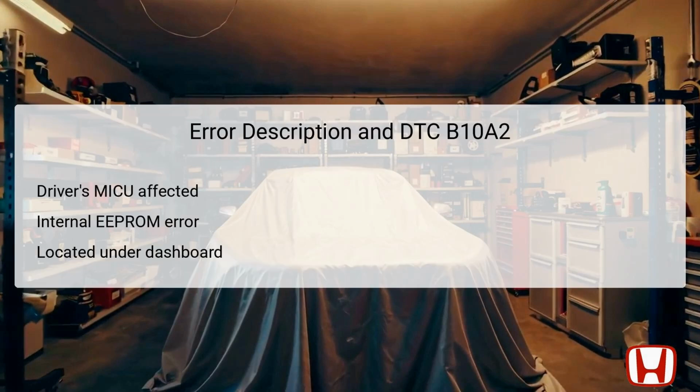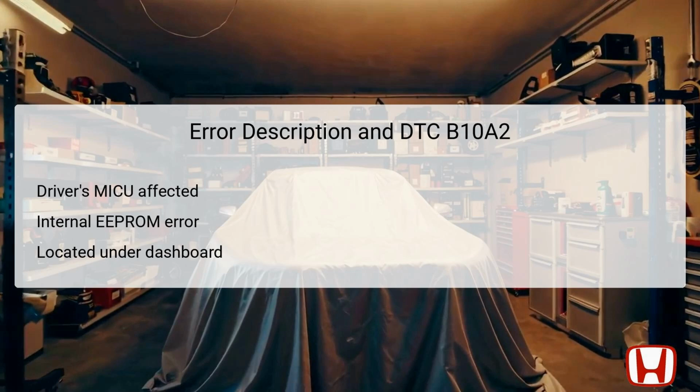DTC B10A2 indicates a malfunction in the driver's Microcomputer Integrated Control Unit, MICU, which houses the internal EEPROM. This component is responsible for maintaining critical configurations and operational parameters for various electronic systems in the vehicle. The driver's MICU is typically installed beneath the dashboard on the left-hand side, close to the steering column, making it relatively accessible for inspection and replacement.